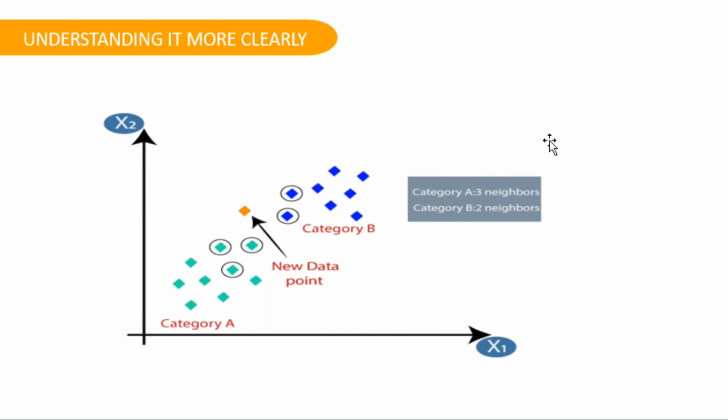Let us suppose here we have defined K as 5, which means we are going to decide whether the data point belongs to category A or category B on the basis of the majority of 5 points. With the value of K as 5, of these, 3 neighbors belong to category A, and obviously the new data point will belong to category A. This is the working of KNN.